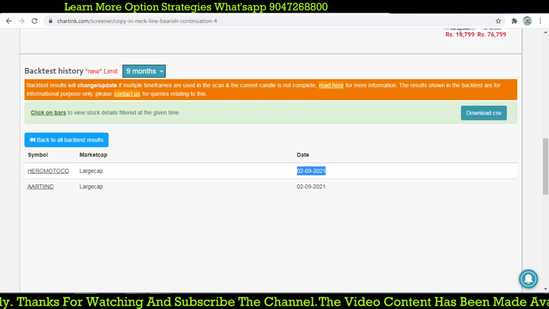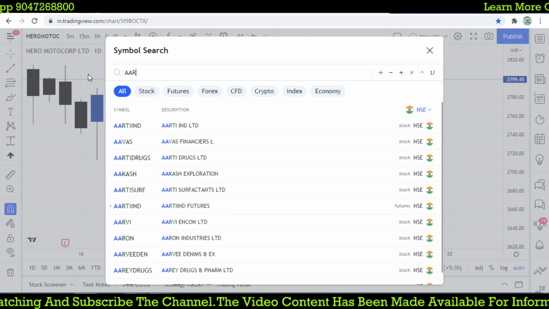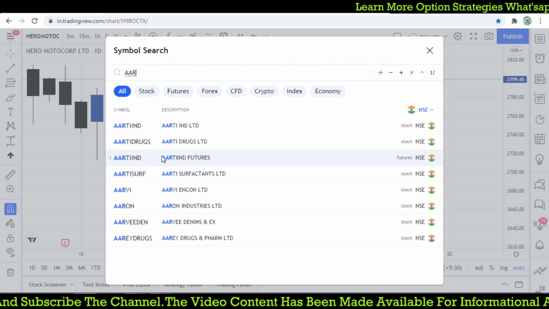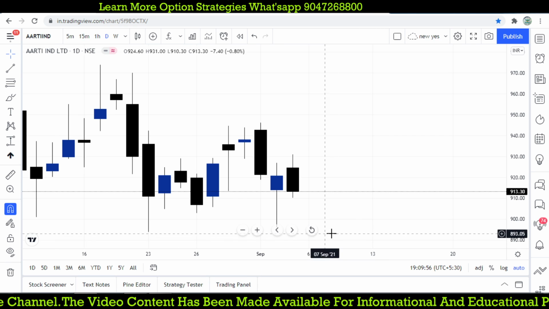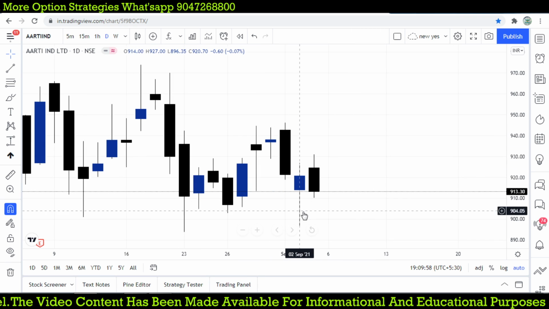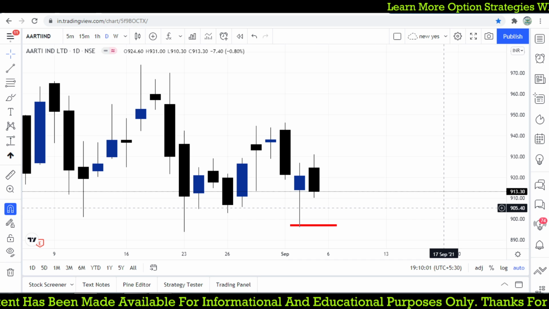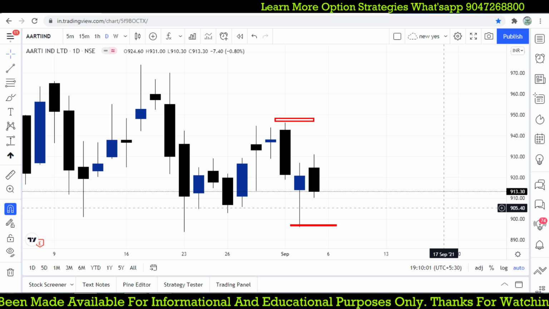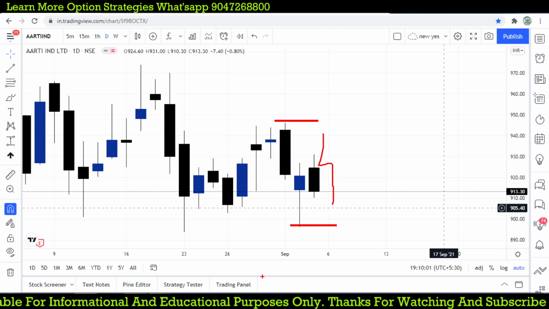And the second stock, that is ARR. Stock AAR. Aarti India Limited. Let's do it. So here we don't get any opportunity. What we are expecting is that the stock should break this low or it should break this high. That is the thing which we are expecting. There is no trade opportunity on this.